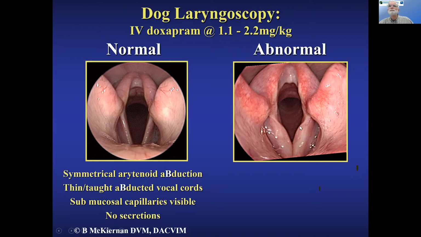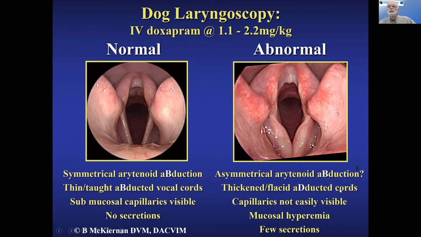Abnormal, hyperemic, it's difficult to see, or you have increased vascularity, submucosal here, secretions down inside there. Now look, if you had covered up this portion of the lumen, you would have missed this paradoxical cord problem on inspiration. They're moving paradoxically inward. They should not be doing that. They should be nice and taut as shown in the left view, okay? So it's also a little bit of secretions, asymmetrical, adducted cords. They're thickened and flaccid. Capillaries not as easily seen, or increased hyperemia. And few secretions down here, not as bad as they can come. Give you some idea, all right?